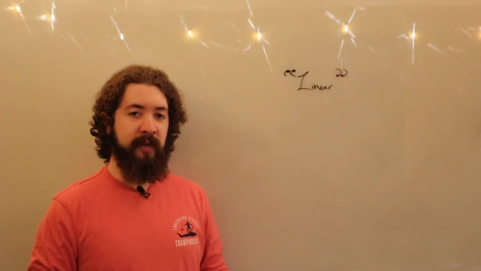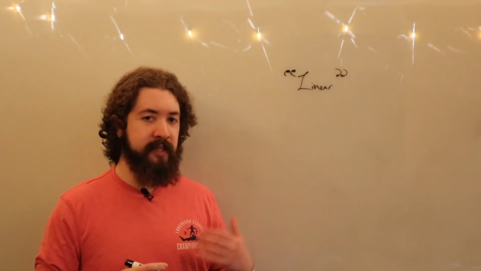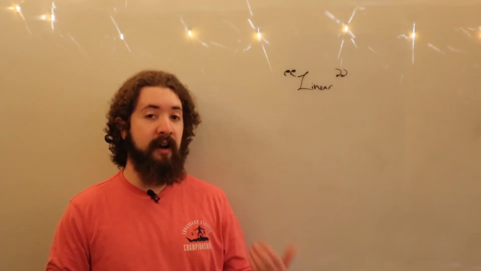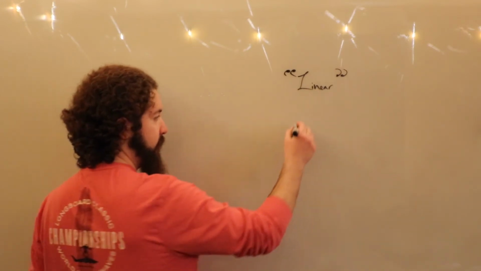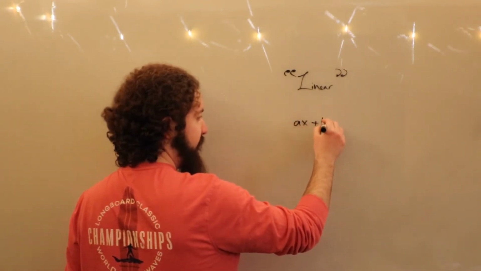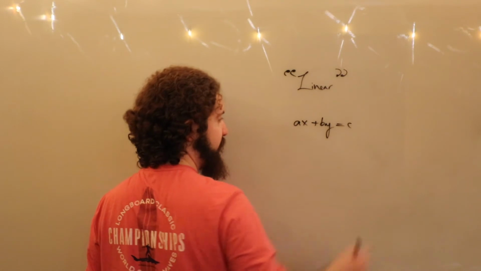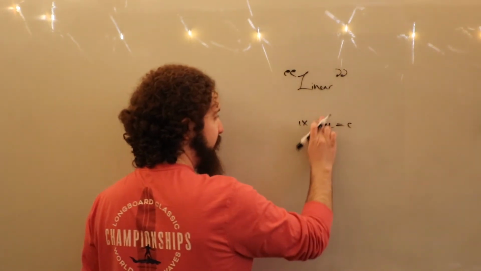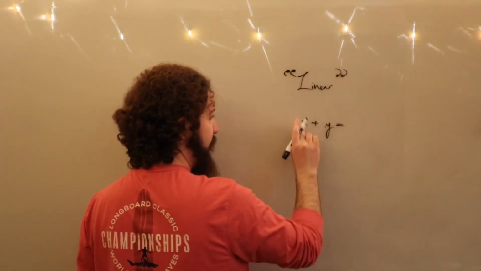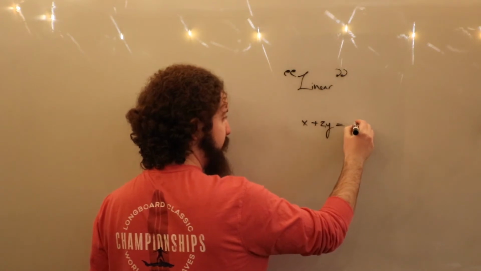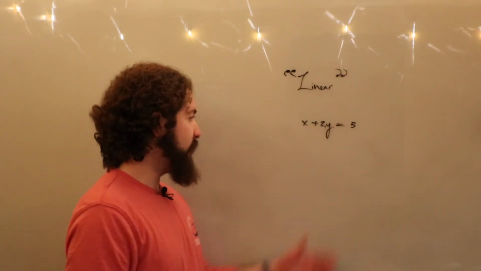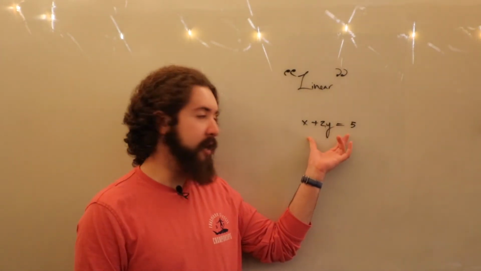Now, what do we really mean by linear? What separates a linear equation from a nonlinear equation? Well, we already said ax plus by is equal to c, or if we want to plug in specific values, let's say, how about x plus 2y is equal to 5? This is a great example of a linear equation.